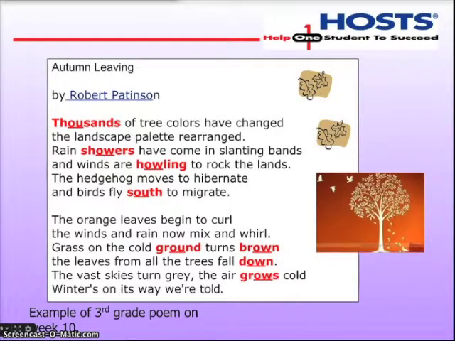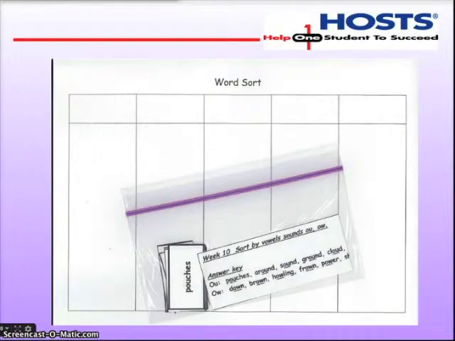This is an example of a poem that a student will read to you in Pocket 1. Some of the word patterns used in the poem will be used for the vocabulary lesson in Pocket 2. One of the things that we do with word patterns is to do a word sort. Let's practice a word sort.